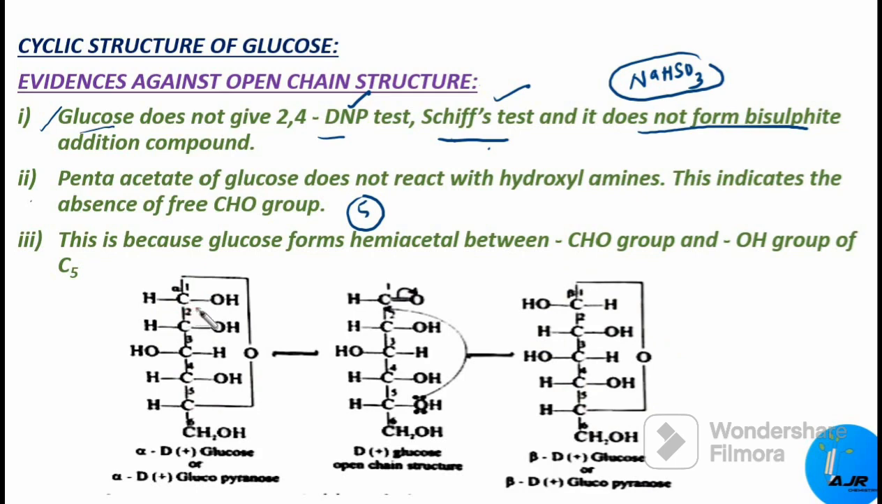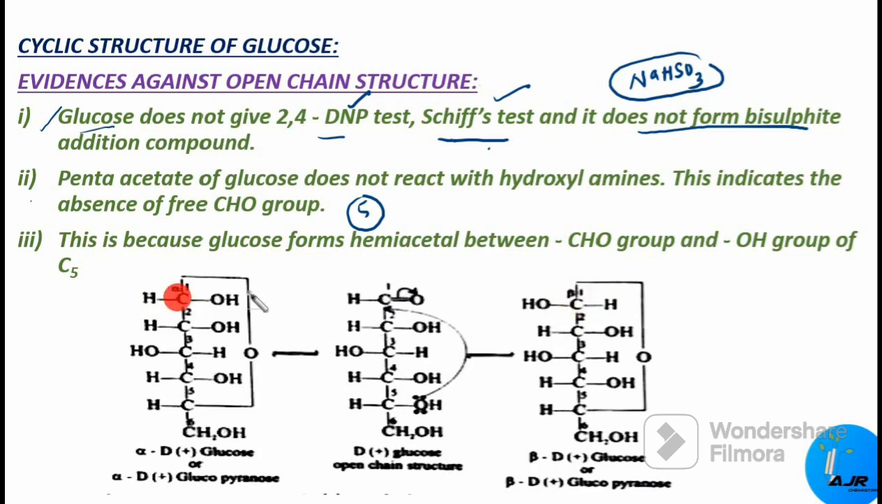See here, we could see the change only in the H and OH configuration. Can you see? Here the OH group is on the right side and here the OH group is on the left side. Thus, two stereoisomers are obtained, and they are named alpha-D-glucose and beta-D-glucose. The two stereoisomeric forms of glucose differ only in the configuration of C1, that is the hemiacetal carbon. Such a pair of stereoisomers which differ only in the configuration around C1 are called anomers.